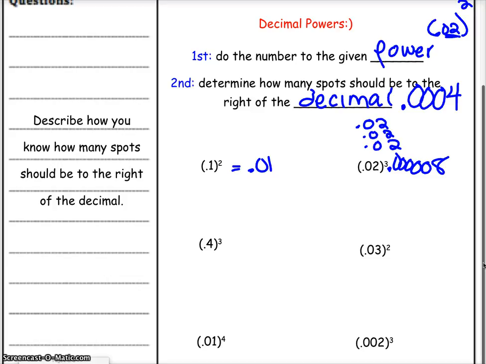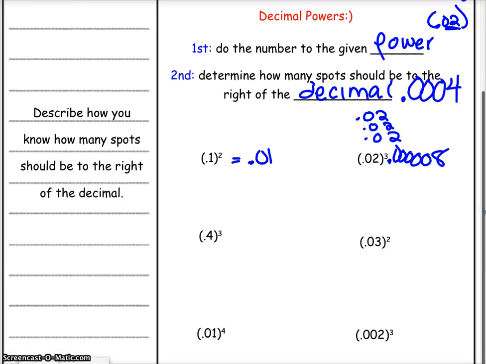Number of spots. Michael's noticing that you see there should be 2 spots. You have it 3 times, so a total of 6. I have 1 spot. I do it twice. 1 times 2, 2 spots should be to the right.